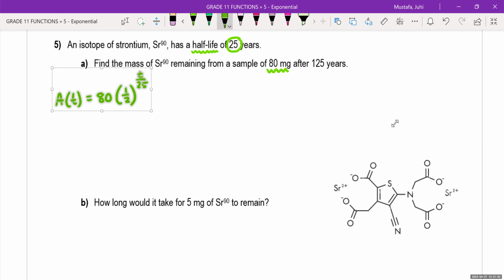I'm hoping even without any knowledge of science, we can at least put in the values where they are. We should know that the initial amount's 80. We should know that half-life is a half in the bracket, and then look at the period and figure out the rest. Okay, now we're ready to solve the question. They're telling us how much of the 80 milligrams is going to be left after 125 years. So we're solving this question for when time is 125, 80 bracket a half, and we're going to have 125 over 25.